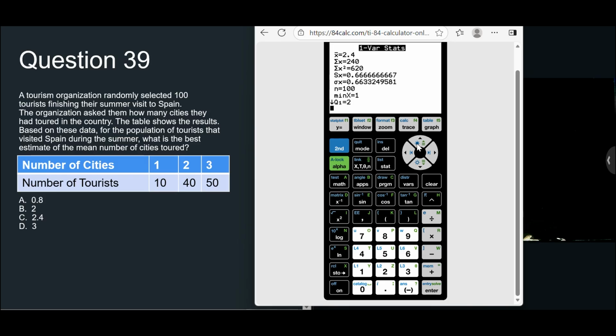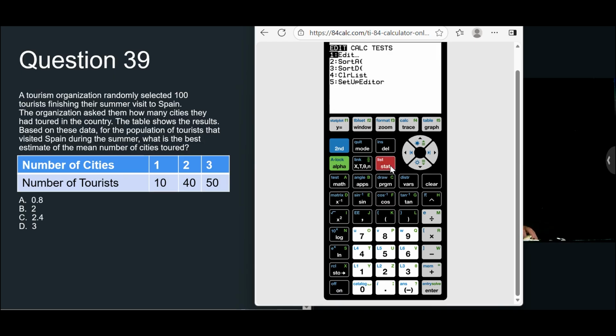So I'm wanting to get my mean. Now, when we have this list of numbers plus this list of symbols, I need to know which one is the mean. So when I see that representation, that symbol, that is the mean. So what is the mean of this data? It's 2.4. So obviously C is my answer.